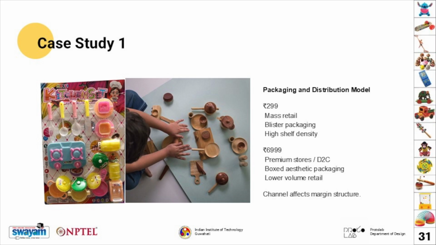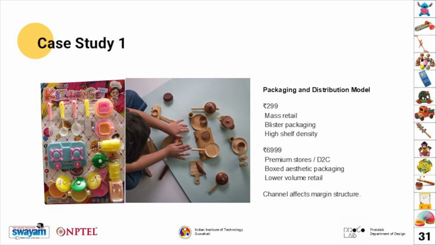The rupees 299 toy is typically sold through mass retail channels or wholesale markets. Retail margins may be tight, but volume is high. Blister packaging is inexpensive and compact. Multiple units fit into cartons. Shipping efficiency is high. The rupees 6,999 product is often sold through boutique stores, concept stores, or direct to consumer online platforms.